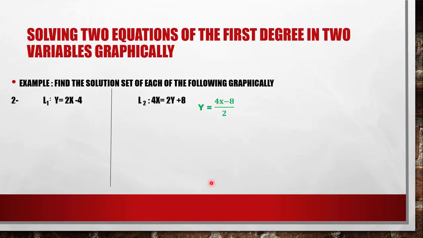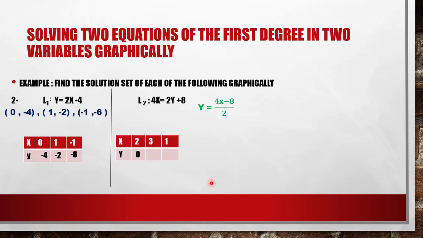Another exercise. Find the solution set of each of the following graphically. The first one, y equals 2x minus 4. The second one, 4x equals 2y plus 8. In the same way, choose values of x, substitute in the equation and get the values of y. We have 3 points that belong to the first straight line: (0, -4), (1, -2) and (-1, -6). The second straight line, y equals (4x minus 8) over 2.